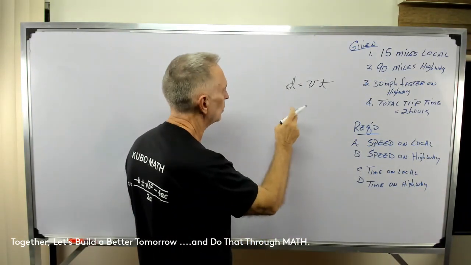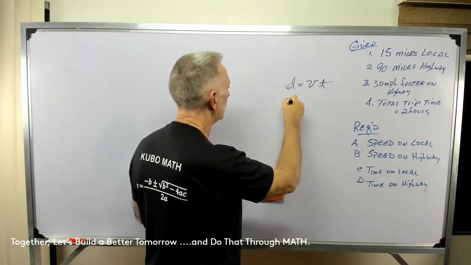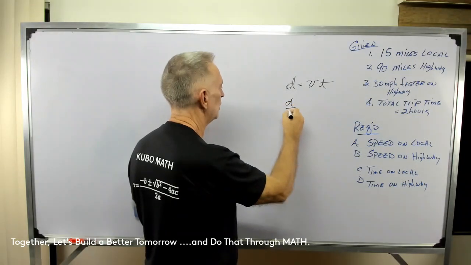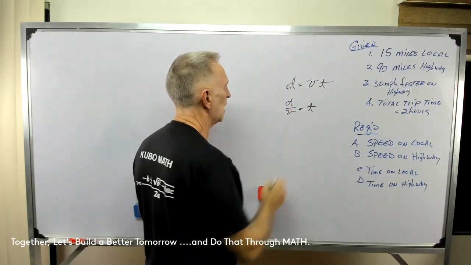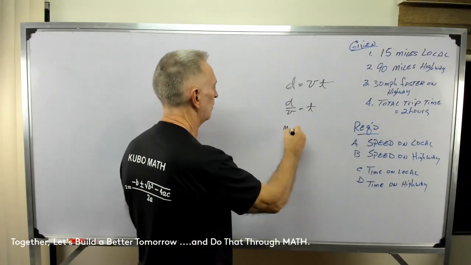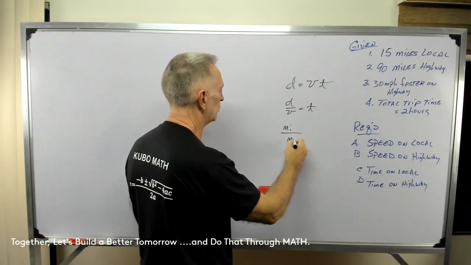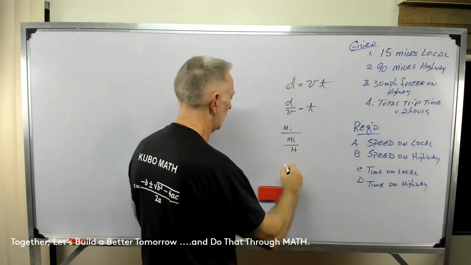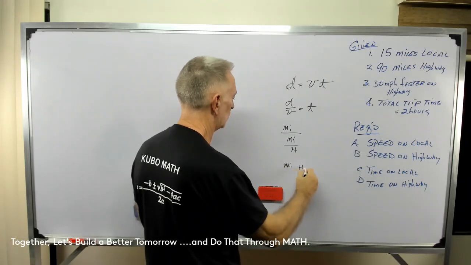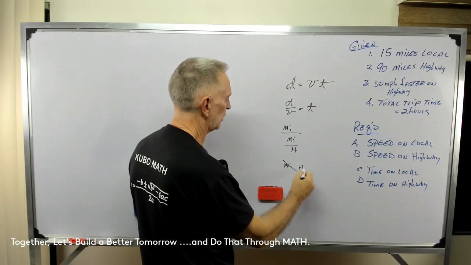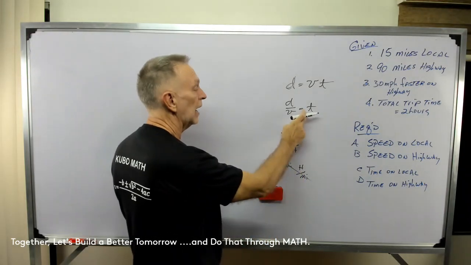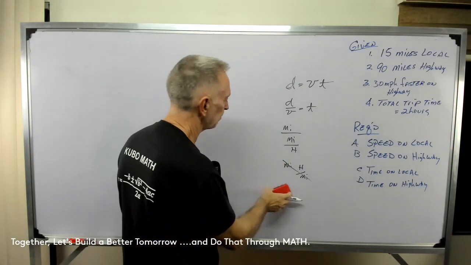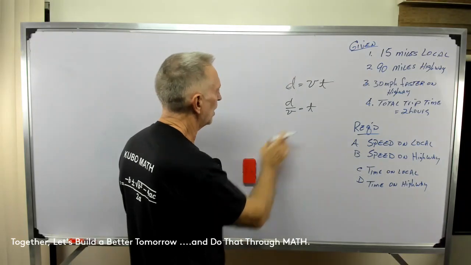Now since they're asking about time, I could divide by velocity on both sides and say distance divided by velocity equals time. Now what does that mean? I've got miles divided by miles per hour. Okay, invert and multiply. So now I have miles times hours per mile. Miles cancel and I end up with hours. Obviously this could be minutes, this could be seconds, whatever the units are. But distance divided by velocity gives me time.